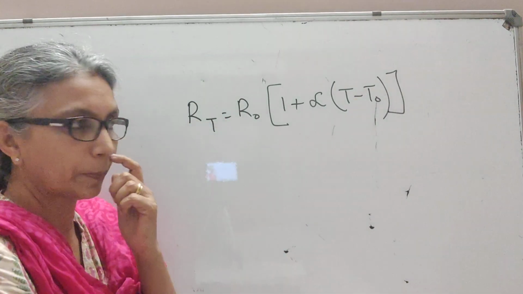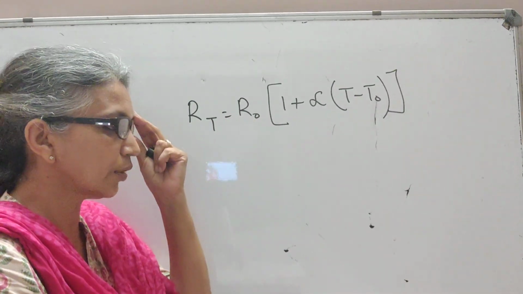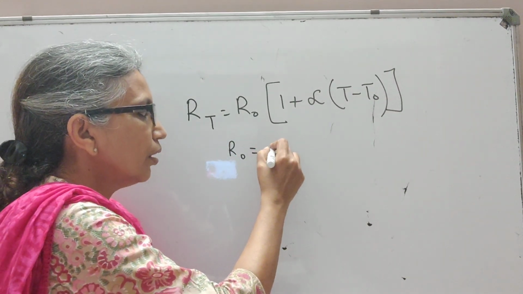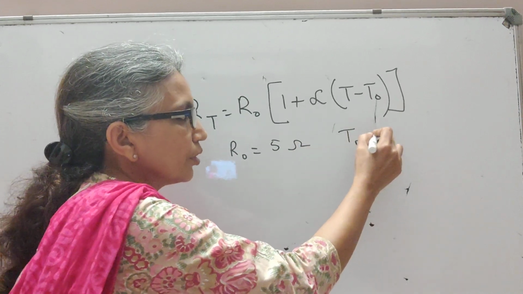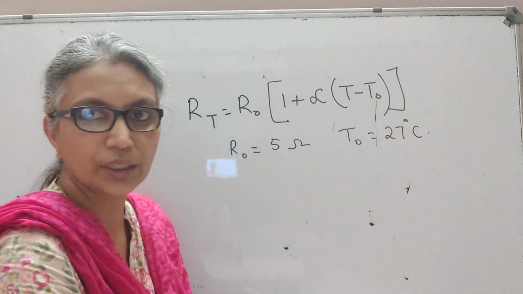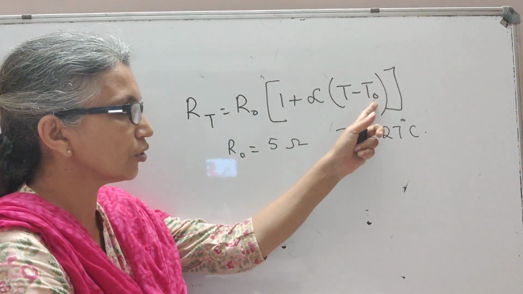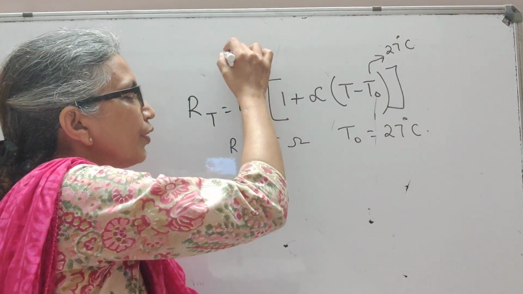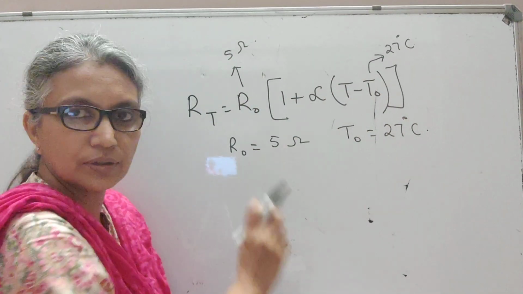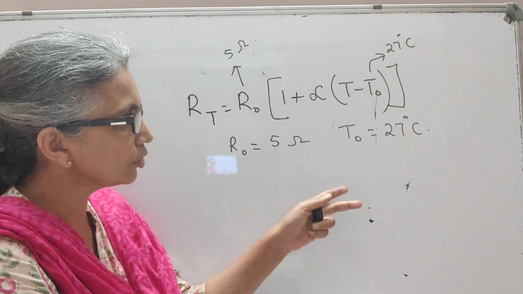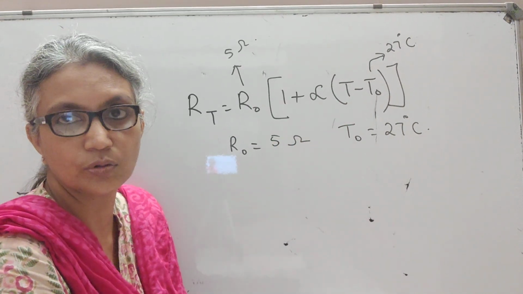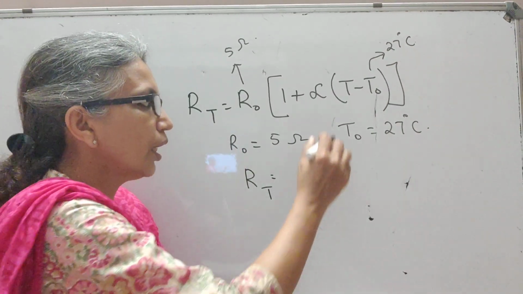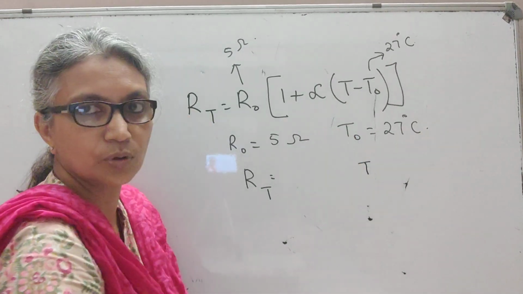Let me explain this to you. Suppose we have a conductor whose initial resistance R0 is, let's say, 5 ohm, and this happens at room temperature, which is 27 degrees Celsius. Now you heat it. So this is your initial temperature, 27 degrees Celsius, and this is your 5 ohm initially at room temperature. This was the resistance of the conductor. Now the moment you increase the temperature, the resistance also will increase. So the new resistance is what you call R_T, and the new temperature to which you have increased is what you call T.